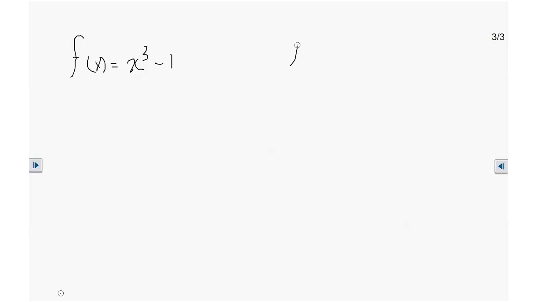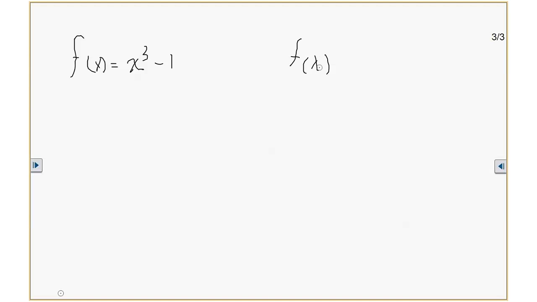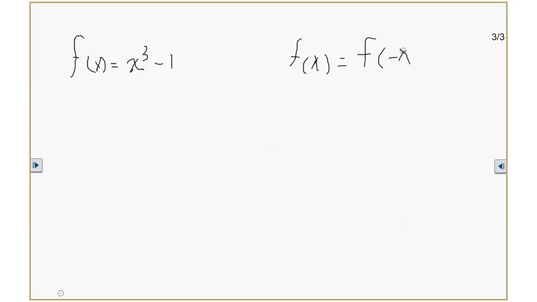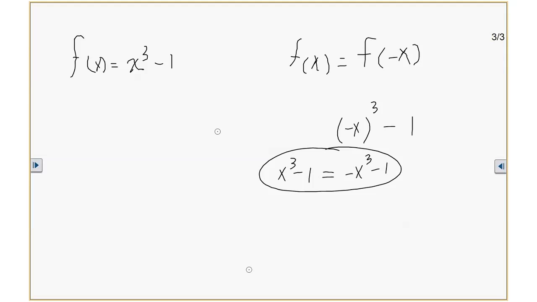So f of x is equal to f of negative x. So plug in a negative x wherever there is an x over here, and see what you get. So parentheses cubed minus 1, plug in a negative x. Well, what's negative x cubed? It's going to be negative x cubed. It's not going to come out to be positive x cubed. So, f of x is what? f of x is x cubed minus 1. Are these two equal? No, they are not equal.